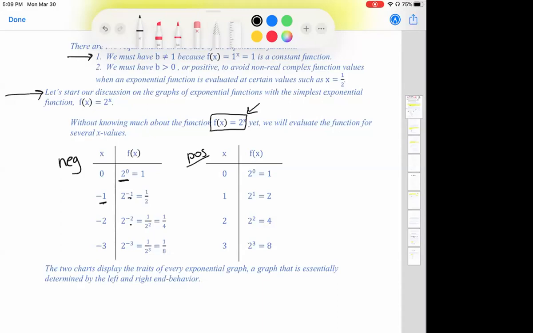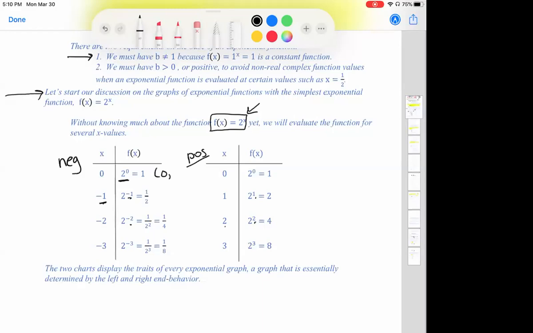Now let's work with our positive numbers. So we have 2 to the 0 power, which is 1. Now my exponent will be 1, so I have 2 to the first power, which is 2. We're going to let x be our exponent, which is 2. 2 squared is 4.